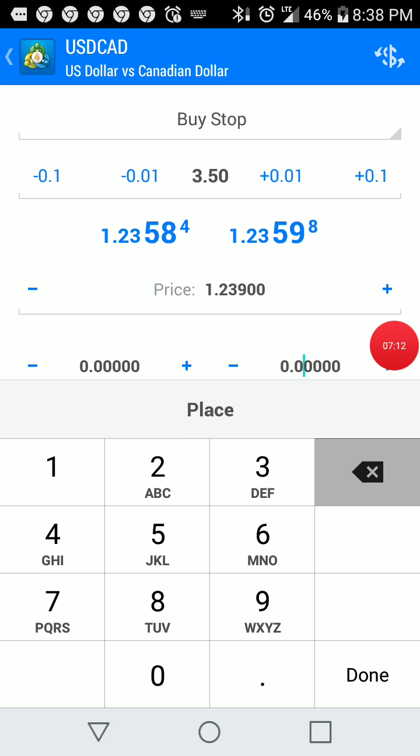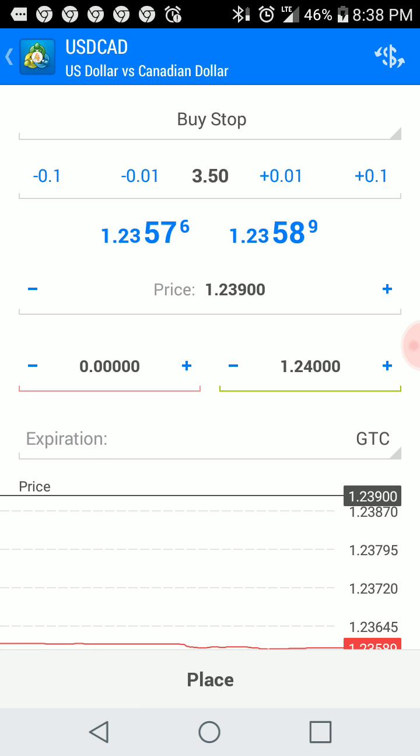At 2,400, 1.2400. Now we will also talk about stops. We'll talk about stops later, but stops are one of those things that you have to manage inside of the trade itself. And what I mean is, you want to have a stop. You most definitely need to have a stop.